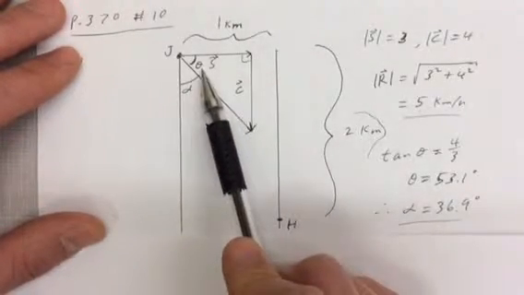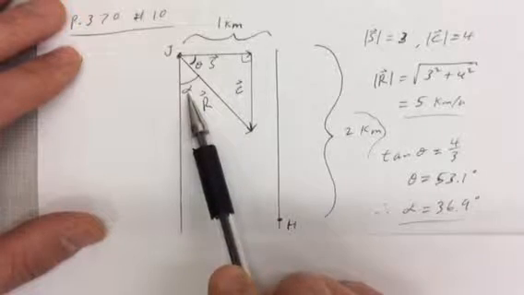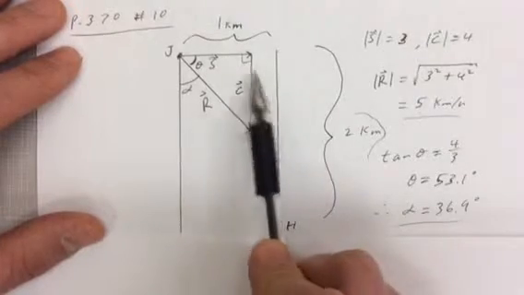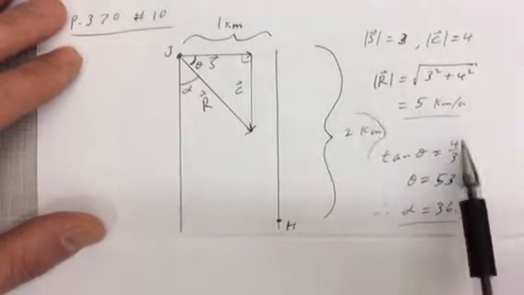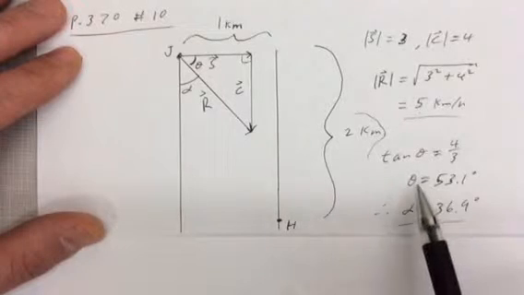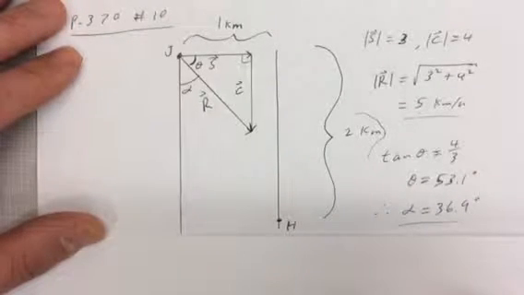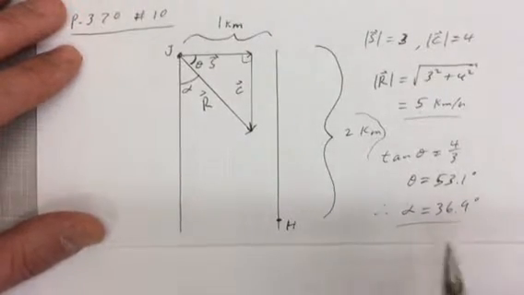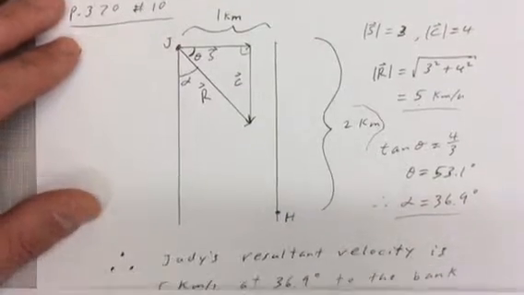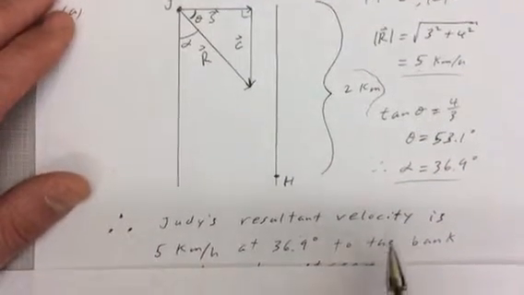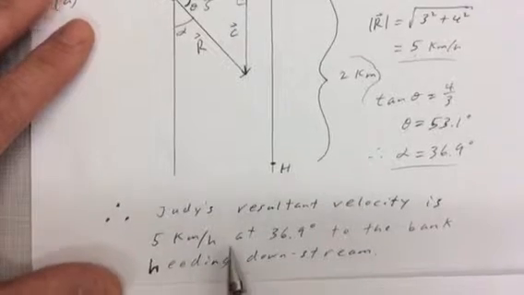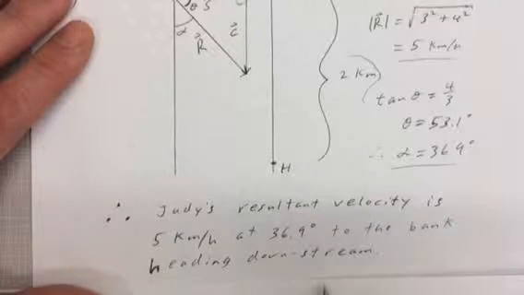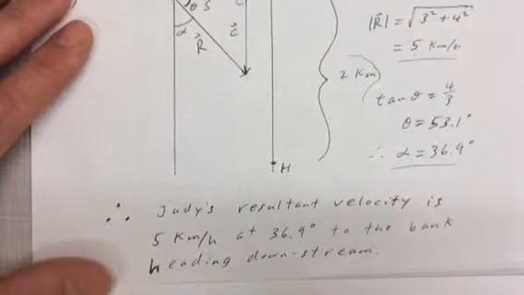The angles, well, if we find theta, then we can subtract it from 90 to get alpha, the angle from the bank. Well, tan theta equals opposite over adjacent. So 4 over 3, which means that theta is 53.1 degrees. Subtract that from 90, you get alpha equal to 36.9 degrees. Okay, so therefore Judy's resultant velocity is 5 kilometers per hour at 36.9 degrees to the bank heading downstream. Okay, so to the bank heading downstream is the direction.